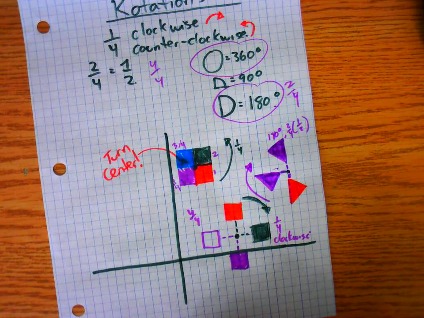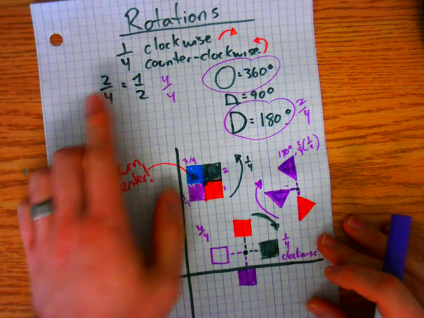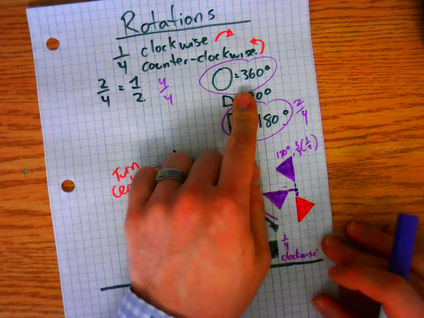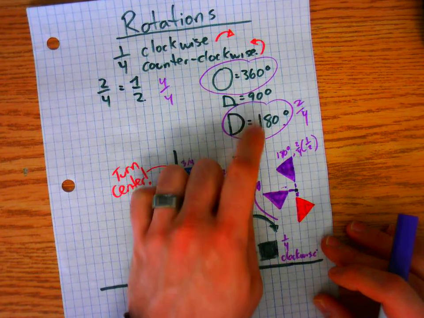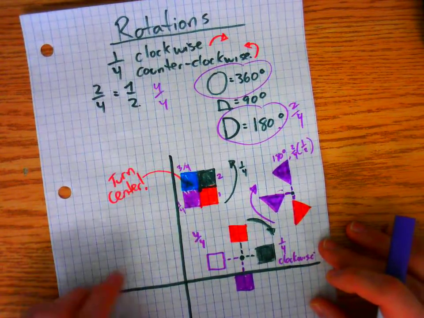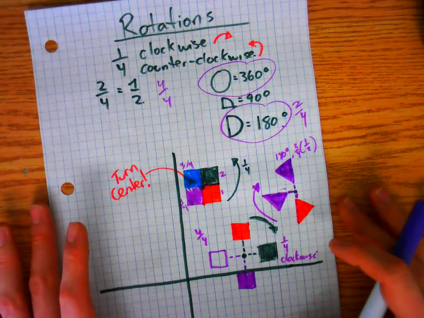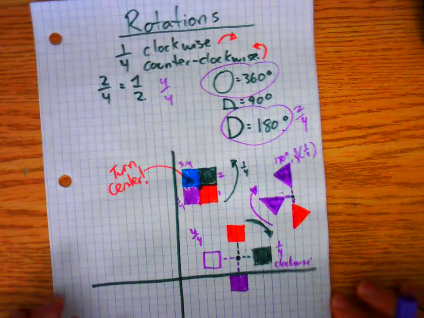So hopefully when you're doing your rotations, remember that we measure our rotations using quarter fractions, half fractions, or we use degrees such as 360, 90 degrees, 180. Remember we use the words clockwise, counterclockwise. Remember you need to respect the space of the turn center. Hopefully that clarifies rotations, and I hope that helps. That ends today's geometry lesson.